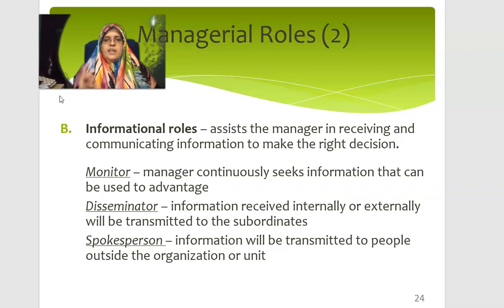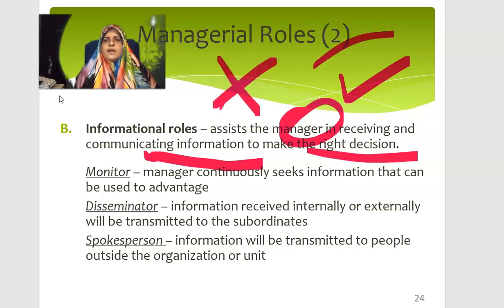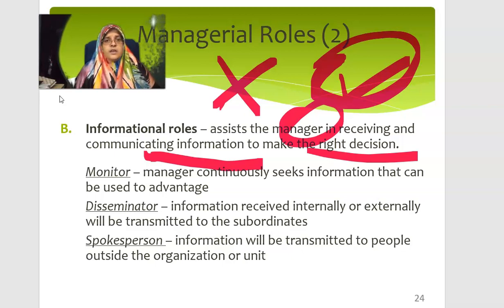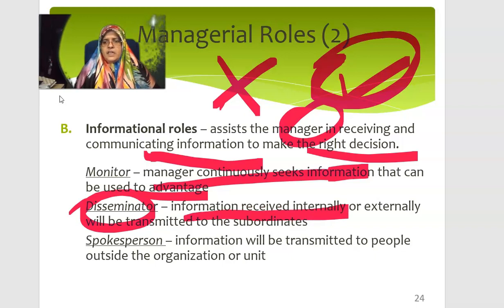Second one is informational roles. Okay. So, dia assist the manager in receiving and communicating information to make the right decision. Right decision. Bukannya wrong. Kita nak right decision. So, monitor. So, as the manager, peranan dia lah dia kena mantau. Manager can continuously seek information that can be used to advantage. Disseminator, dia beri information received internally will be transmitted to all subordinates.